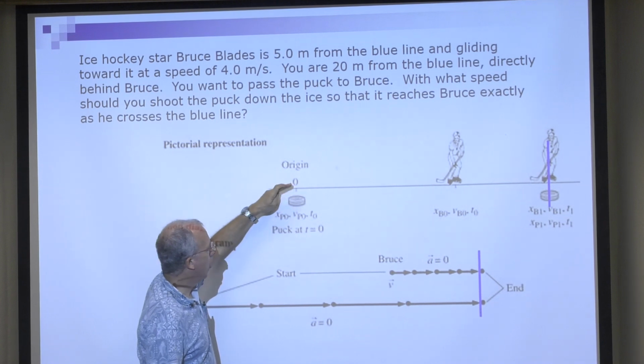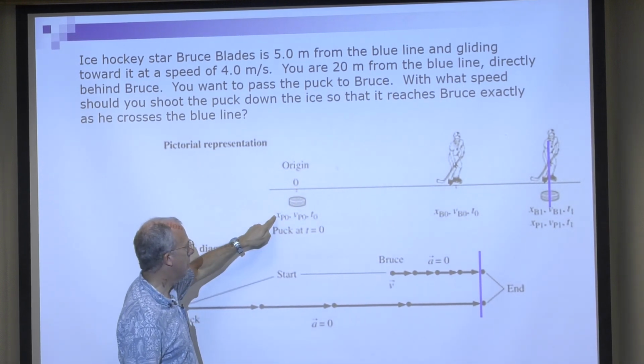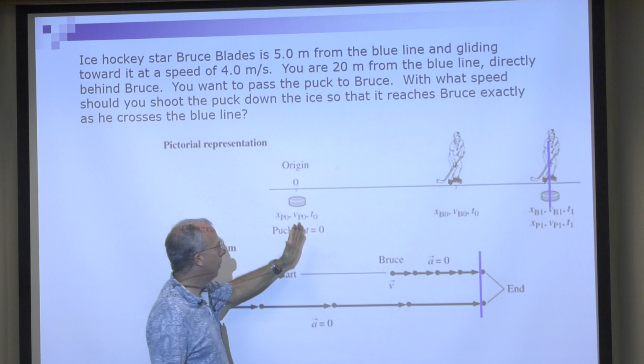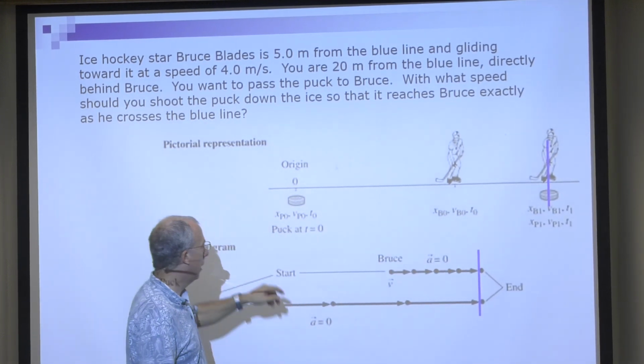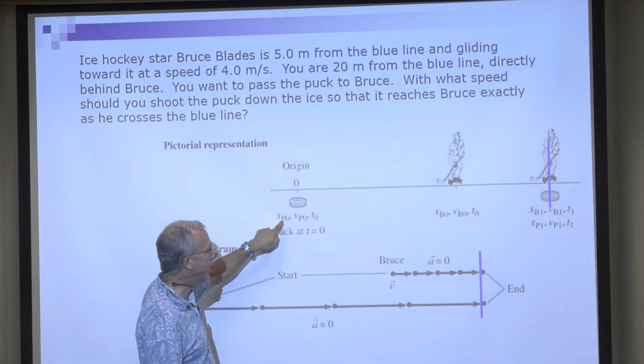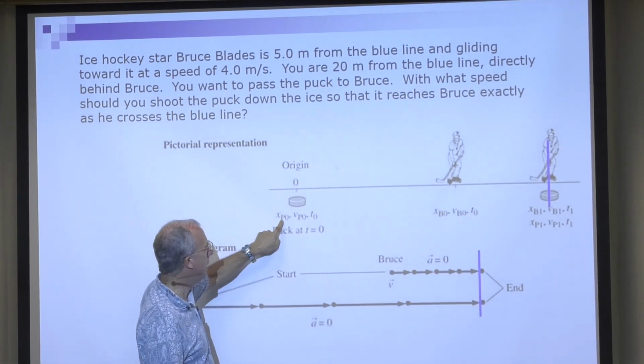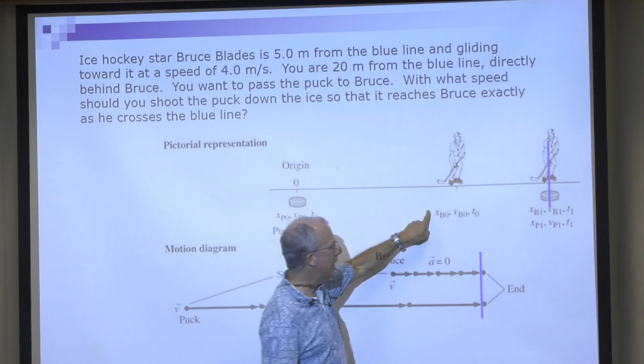So here's the origin. This is the puck. So x, now, come on. There's x puck, there's x Bruce. You got to differentiate them, you know? So we're going to say x sub p. That's a p there. Probably can't see it, right? xp, x puck, xb, x Bruce.